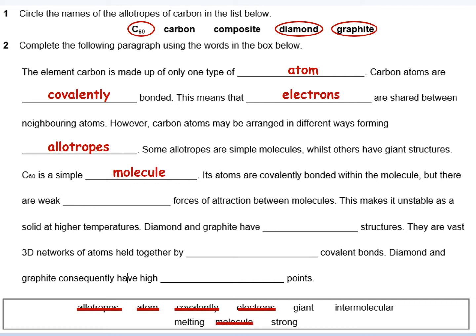C60 is a simple molecule. Its atoms are covalently bonded within the molecule, but there are weak intermolecular forces of attraction between the molecules. This makes it unstable as a solid at higher temperatures. Diamond and graphite have giant structures. They are vast 3D networks of atoms held together by strong covalent bonds. Diamond and graphite consequently have high melting points. Hopefully you did well on that one.